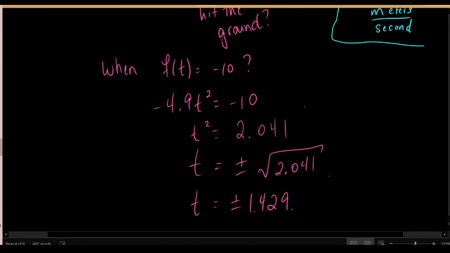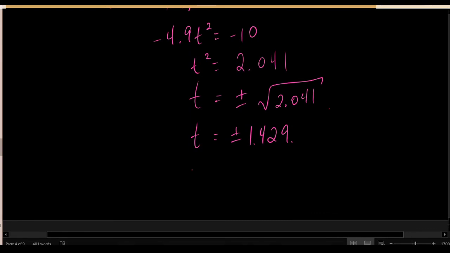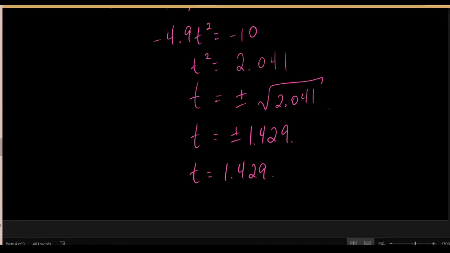However, the only one of these two solutions that I'm going to keep is the positive time. Although occasionally in some situations it makes sense to have negative time, in this case positive time will be used because we're looking at the behavior of the object at some point after it was first dropped. So this would be 1.4 seconds after the object was first dropped.